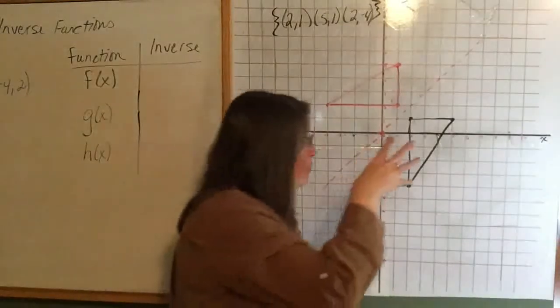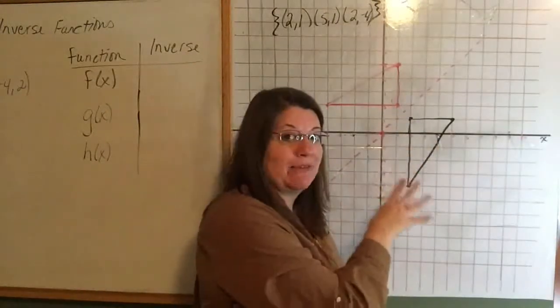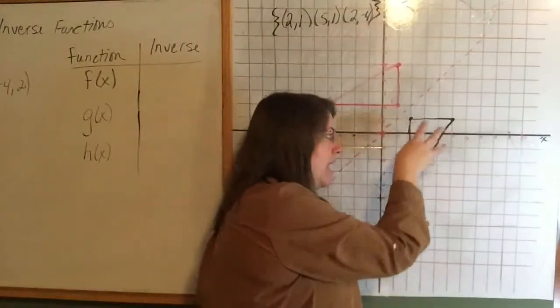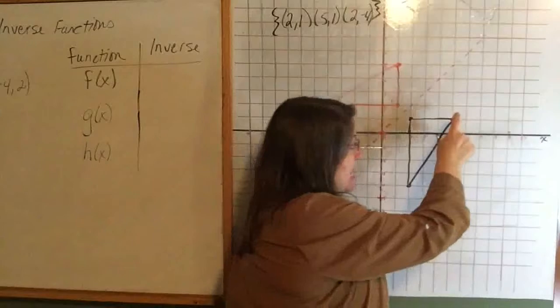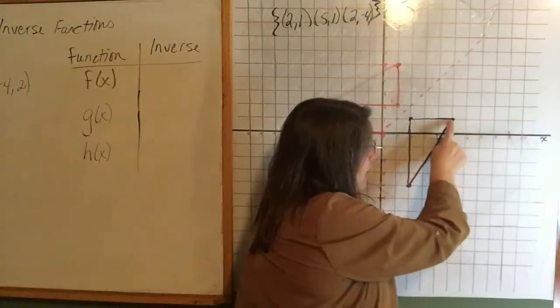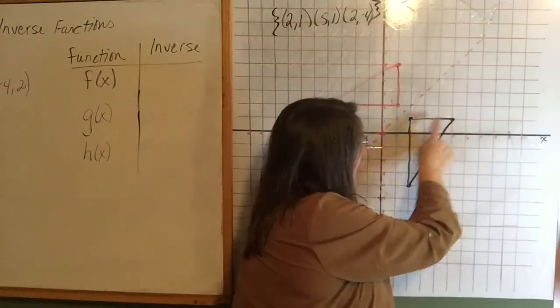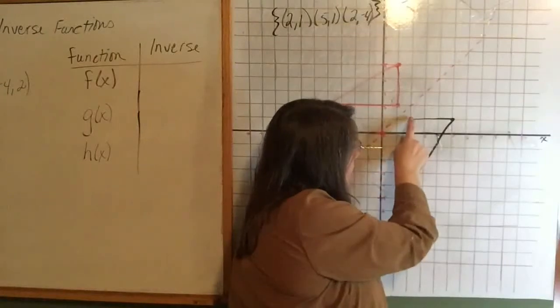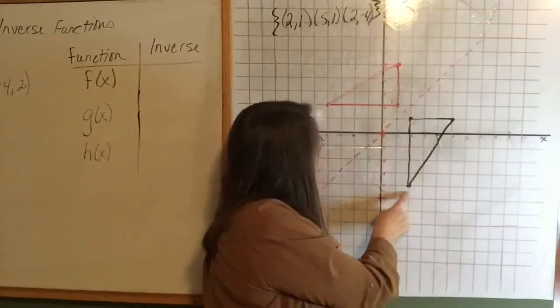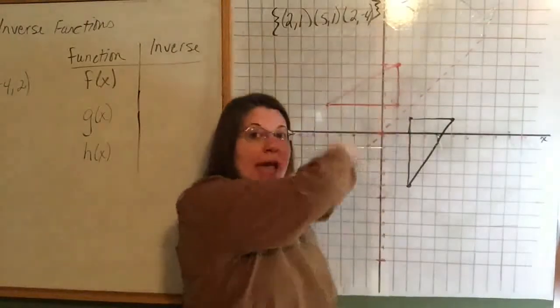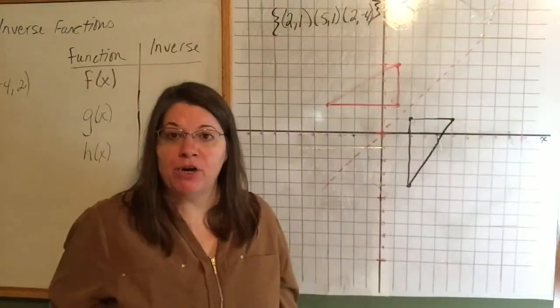And if I give you this function and ask you to find its inverse, or if I give you this triangle and ask you to find the triangle that would be its inverse, all I have to do is take the ordered pairs, this is (5, 1), and flip it to (1, 5). Take this ordered pair (2, 1) and flip it to (1, 2). Take this ordered pair (2, -4) and flip it to (-4, 2). And I will have the inverse of that function graph.